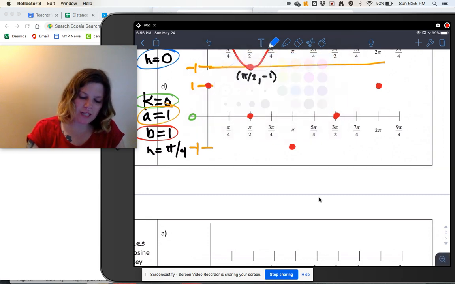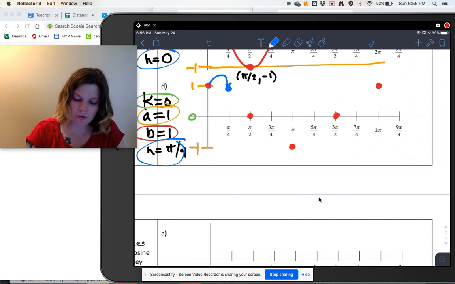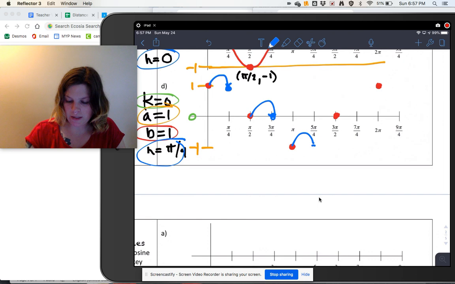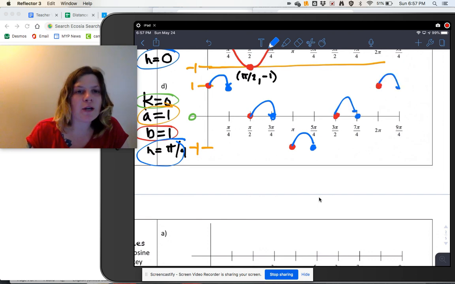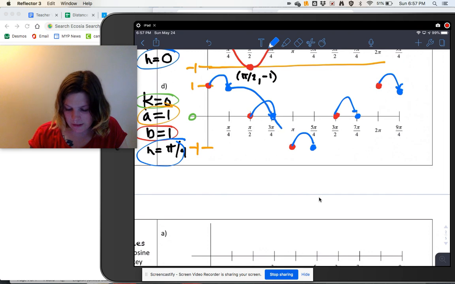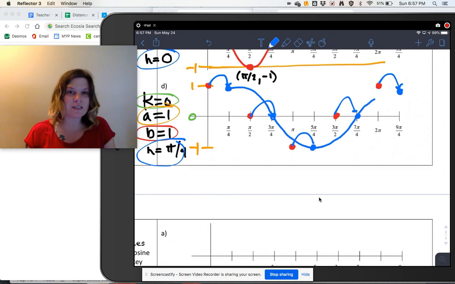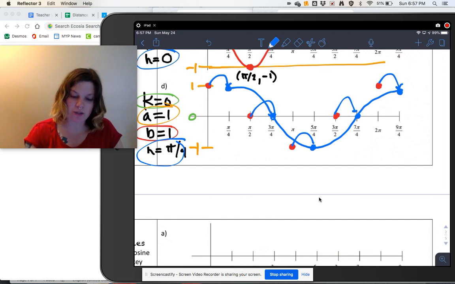And then with the H, I know everything bumps over pi over 4. So I'm going to move all these points over pi over 4, because we're adding pi over 4 to the values. Okay, so now we have this little bit different spot, but it's still the same shape, still the same exact symmetry. Everything should be the same.